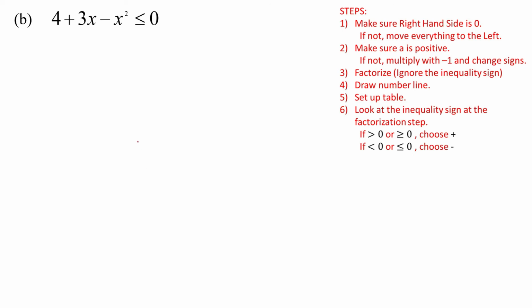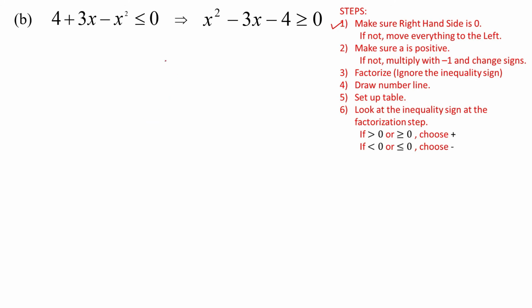Example B. First step, make sure right hand side is 0. It is already 0. Make sure A is positive. Our A now is not positive because there's a negative in front of the x squared. If not, you have to multiply with -1 and change signs. So you have to multiply everything with -1. Remember, whenever you multiply everything with -1, you change signs. You change the inequality sign.